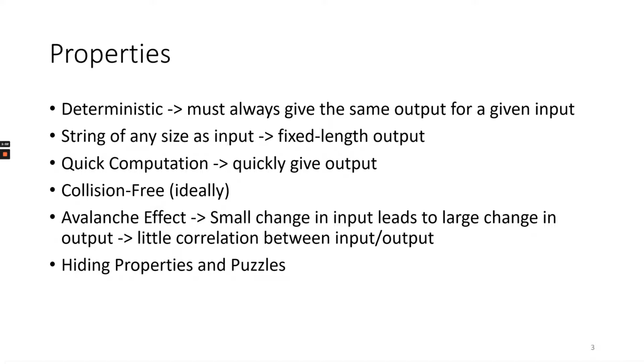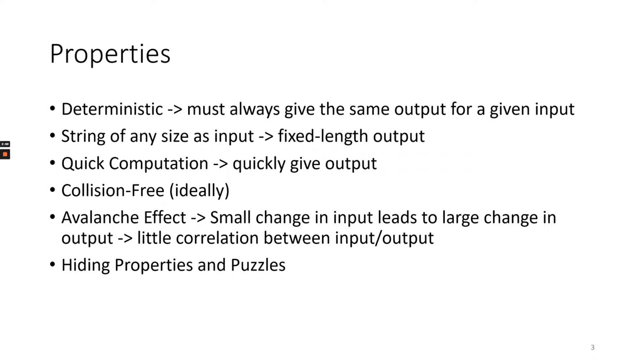Secondly, we would like to be able to take a string of any size as an input, and the hash function should give us a value which has a fixed length output. This is important because often we will be dealing with messages which have variable lengths, and we would like our hash function to be able to deal with all of them at the same time so that they can give us outputs and the system still works. We would also like the computations to be quick. This is because we are going to be doing a lot of hashing in the context of blockchains, and if the individual computation is slow, that would obviously weigh the whole process down.